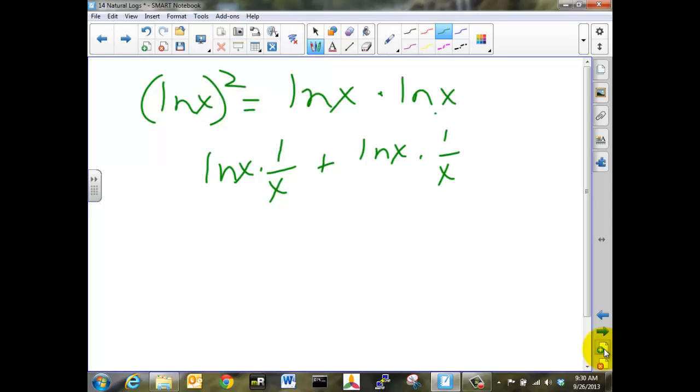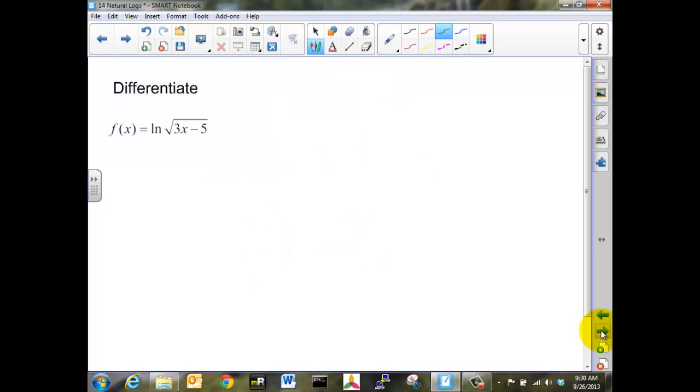Now, if I add these two, we could simplify this to ln of x over x plus ln of x over x, right? No, because if we're using product rule, they were multiplying here, but the product rule says first derivative second plus second derivative first. And if we add those two things together, we've got to get two of them in the end. Does that help some? Okay. All right. Now, let's step up our game.